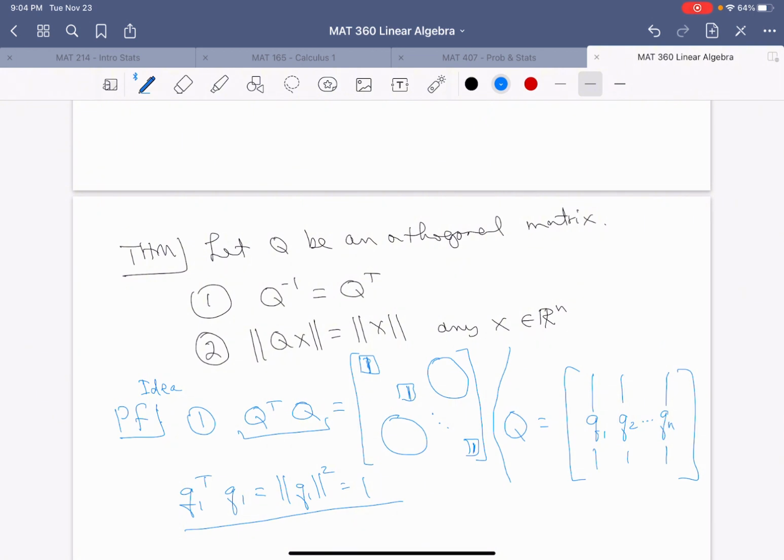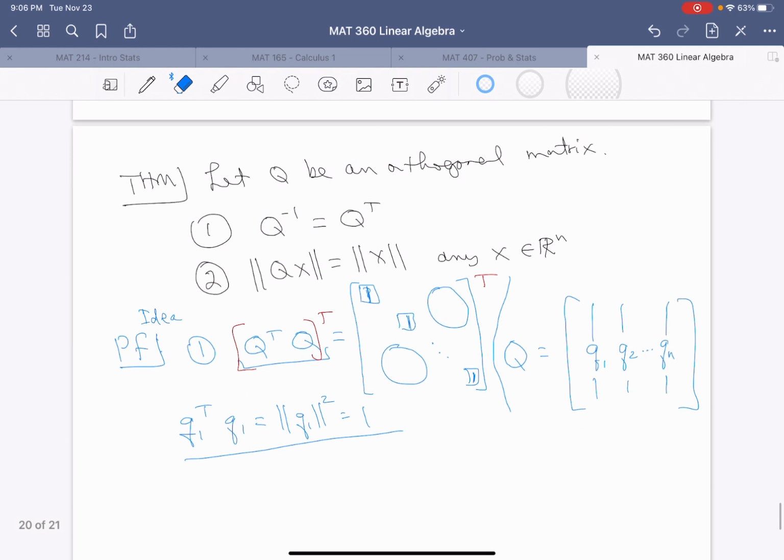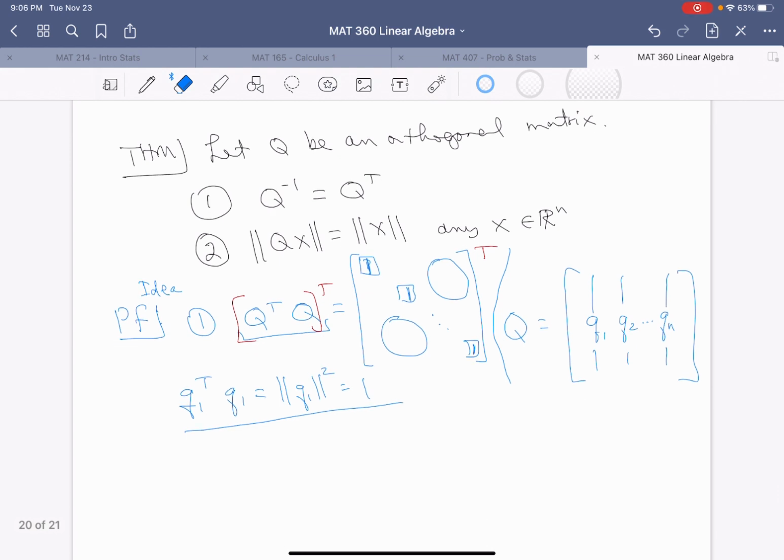And then, of course, if you take the transpose of both sides, the transpose of the identity matrix is just the identity. Oh, well, if we do the transpose, that's not going to help us too much. I think we could do something like this.